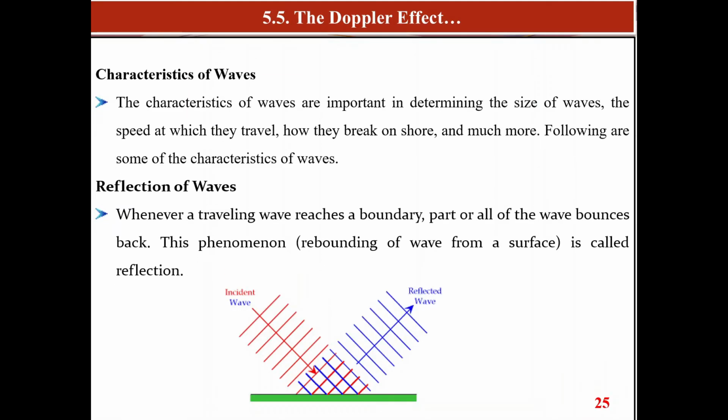Okay. The other one is in 5.5, where we get the characteristics of wave. So waves are important in determining the size of waves, the speed at which they travel, how they break on shore, and much more. Following are some of the characteristics of wave. The first one that we have is reflection of wave. This is an example of reflection of wave.